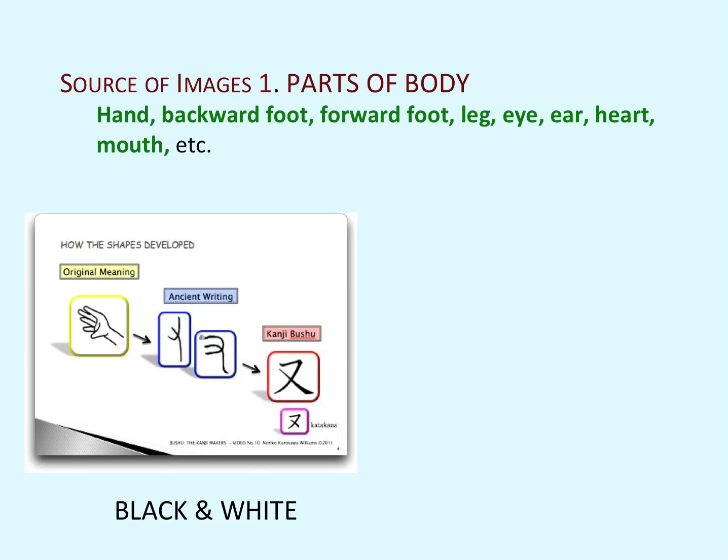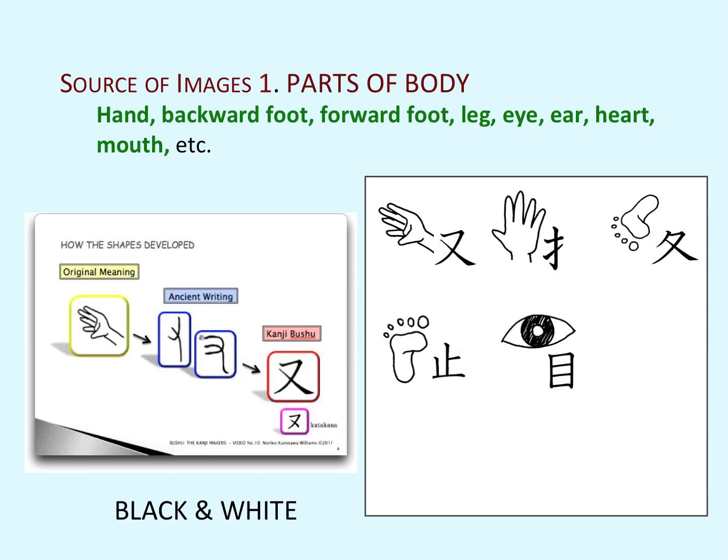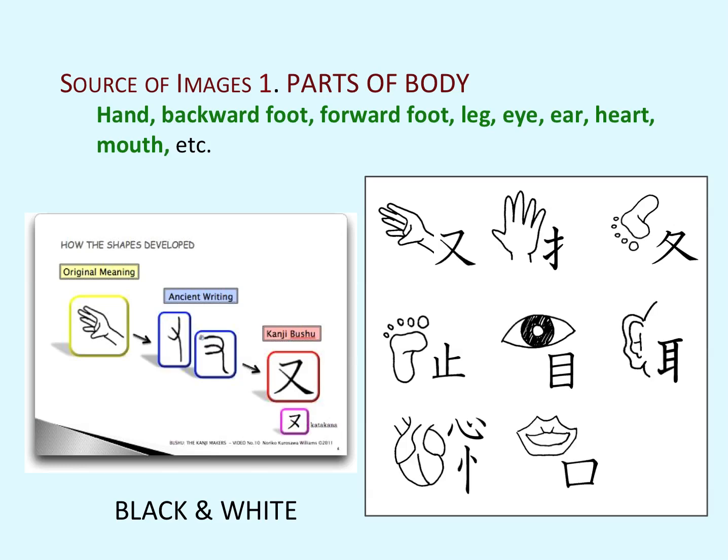The first group is parts of the body, such as a hand, a backwards foot, a forward foot, eye, ear, heart, mouth, and other things that every person would have had. They are shown in the slides with the black and white triangle in the left corner.